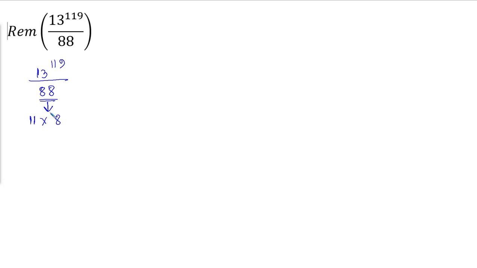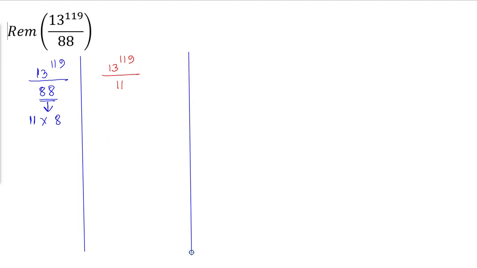So the first step here is, let's divide 13 to the power 119 by 11 and find the remainder. And the second step is divide 13 to the power 119 by 8 and find the remainder. So let's do this first of all and then we'll do the next step. First of all, divide 13 to the power 119 by 11 and find the remainder.